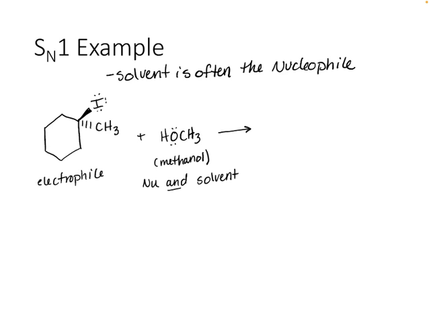So remember, in SN1 reactions, it's a first order reaction, and that tells us that only one of the reactants is going to do something. So in this case, the leaving group will leave first. So looking at our electrophile, what is our leaving group? Iodine. And how do we know that iodine is our leaving group?